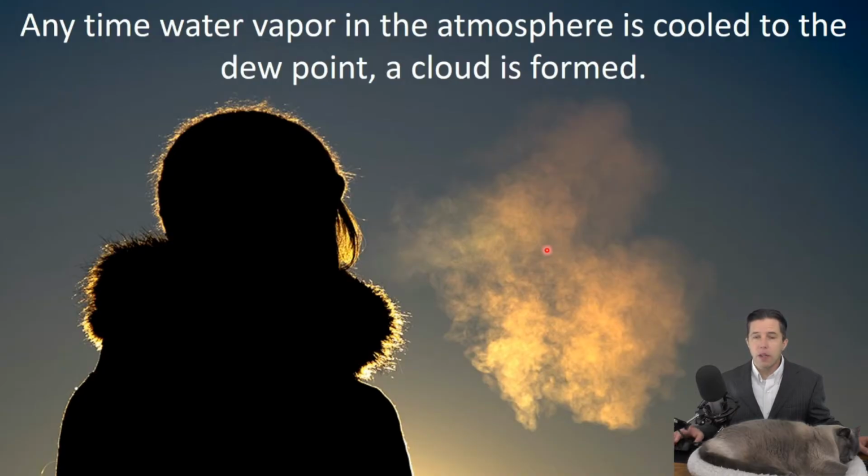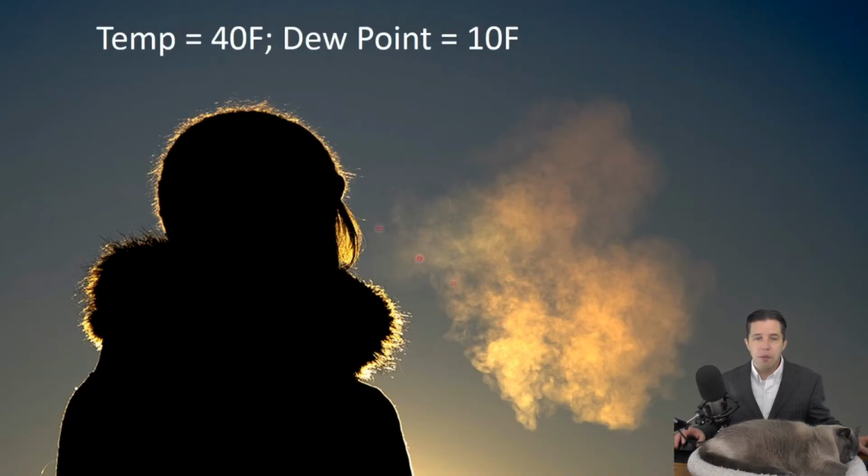And as humans, we can make clouds pretty easily by just adding water vapor to air that's already cold. So we do this, for example, on a cold morning. This person is exhaling into cold air, and you can quote-unquote see her breath, which just means that her breath has been cooled to below its dew point. So for example, maybe the temperature outside is 40, and the dew point outside is 10. So we have relatively dry air.